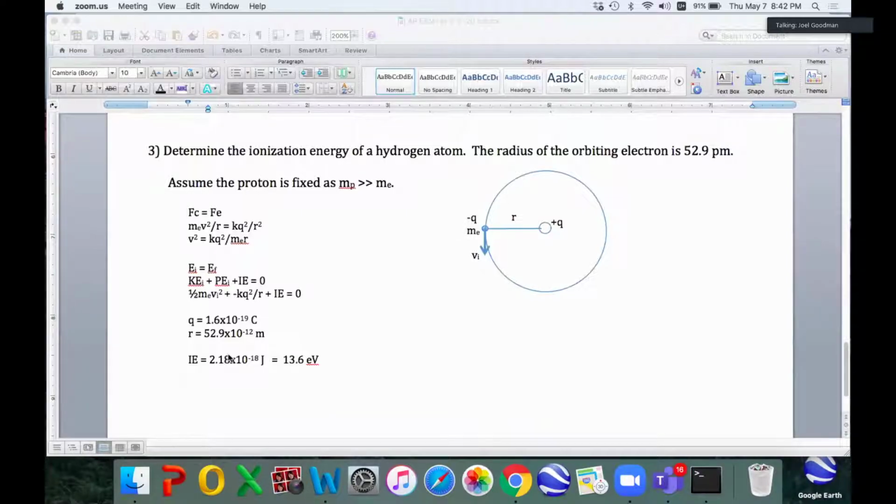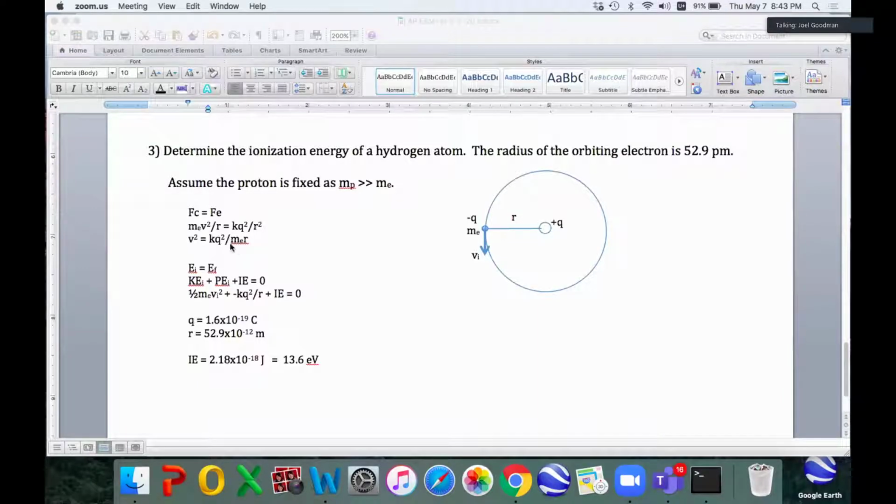We actually did this one before, didn't we? Why do I like the problem? It involves circular motion. It involves energy. It involves electrostatics. It's great. I think most people knew to write F_C equals F_E. And there you go.